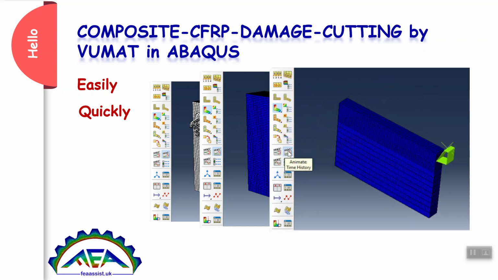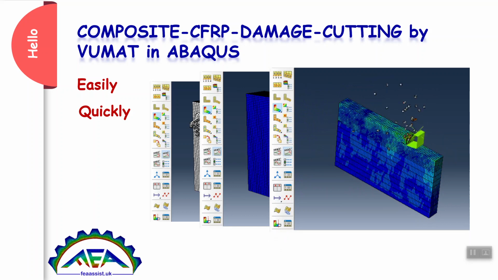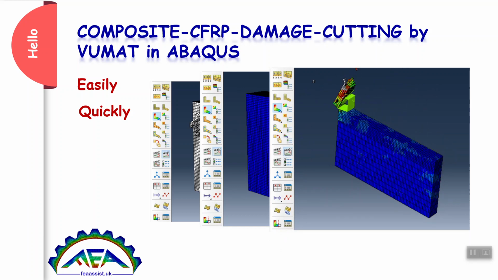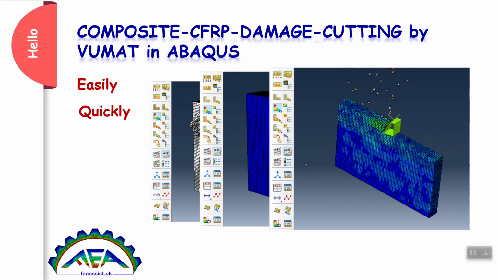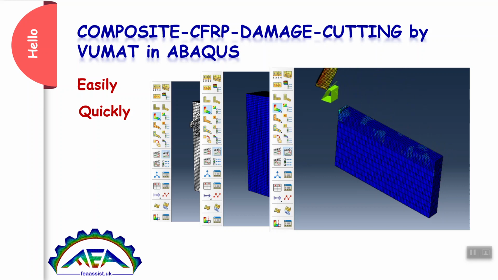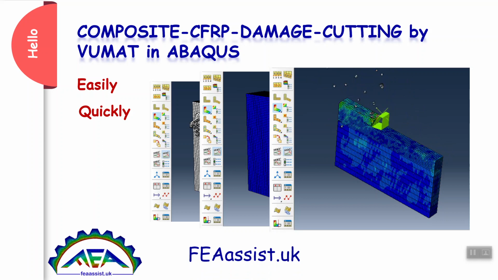The second solution is macro. You can see the chip formation and cutting process here. To understand the details of how to do that, stay with us.